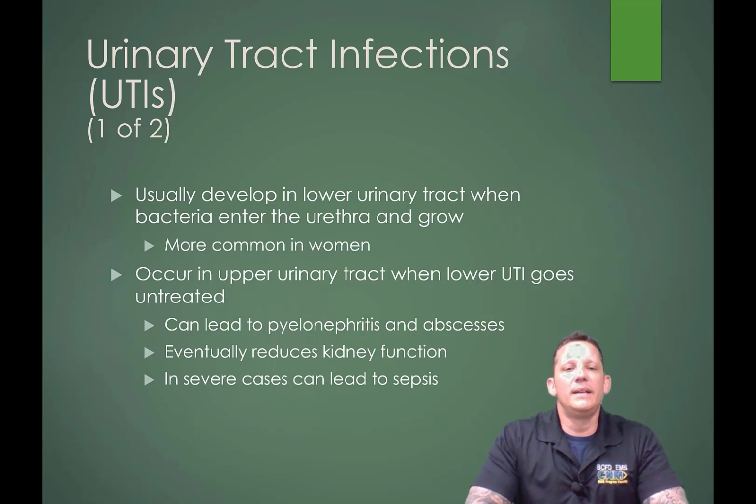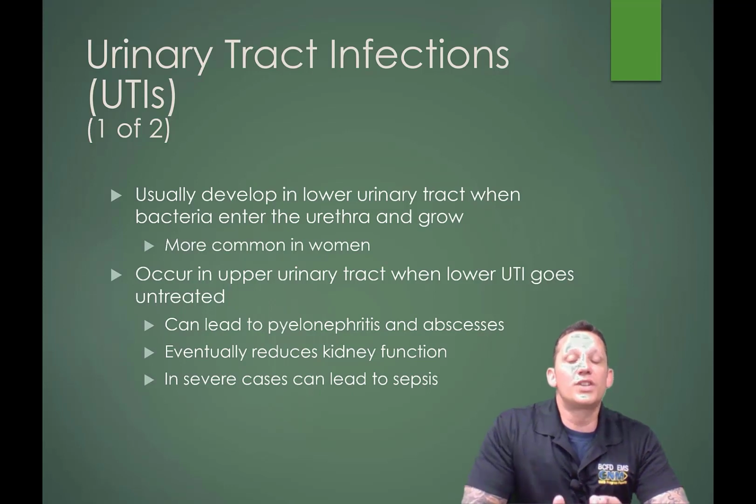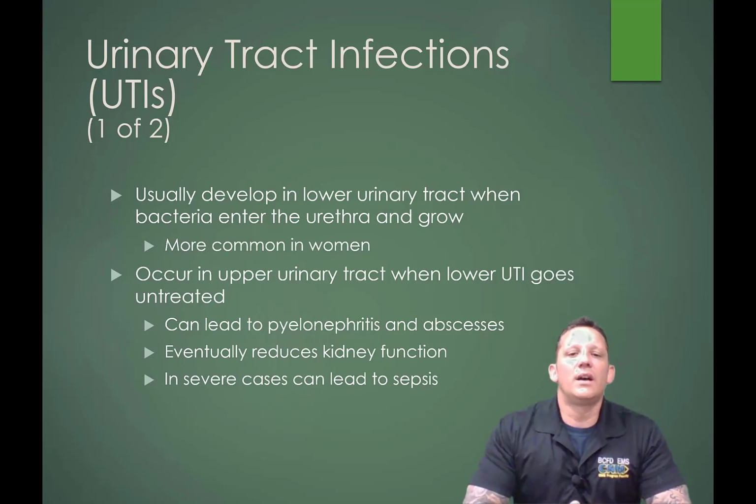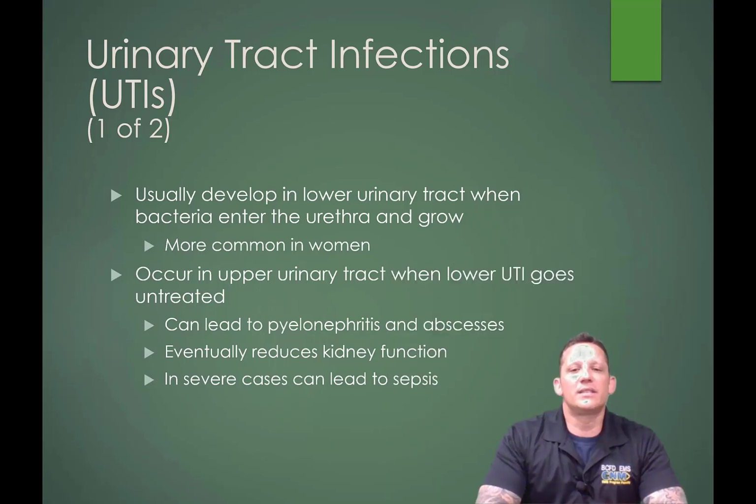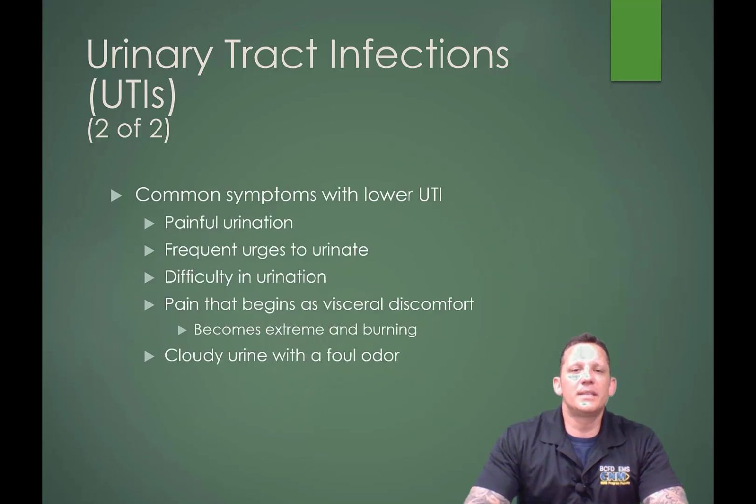And so what we're talking about there is the urethra to the bladder and then the ureters. If we have an upper urinary tract infection, that's the ureters coming up to the kidneys, which can actually cause a kidney infection, which could lead to kidney failure or acute renal failure with decreased kidney function. In a severe case, this can go all the way to sepsis, which ultimately leads to death if not treated aggressively and appropriately.